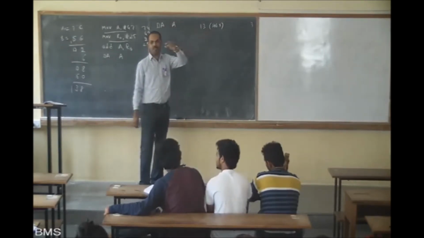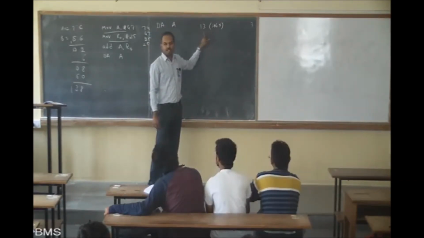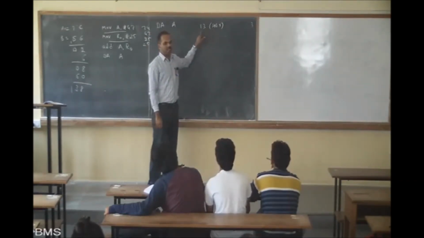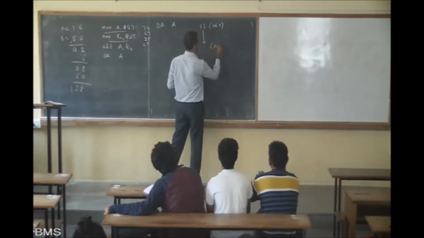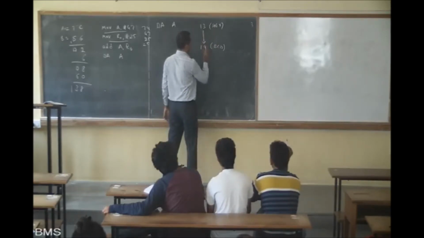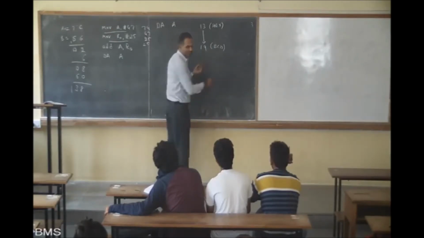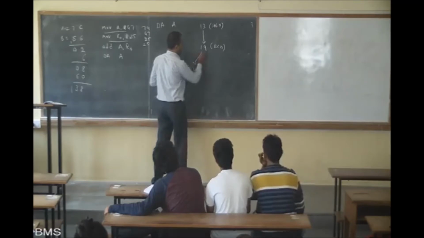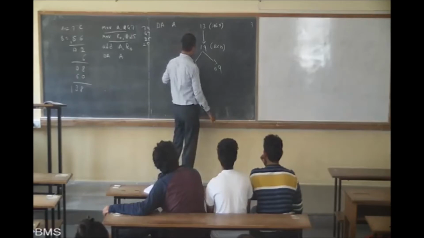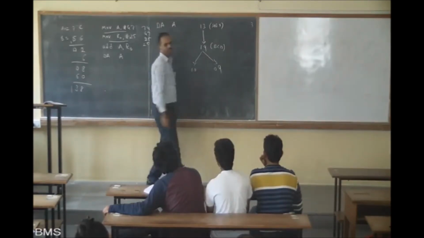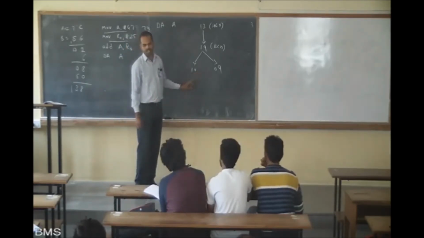Listen to me. The hexadecimal number 13, if it gets converted to decimal, what is the value? 16 plus 3 is 19. This is called the packed number. When I unpack it, it is 0, 1 and 0, 9. This is unpacked BCD.